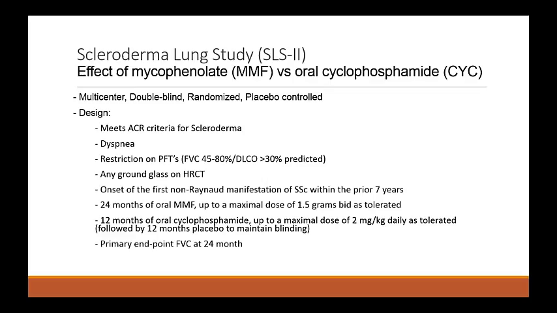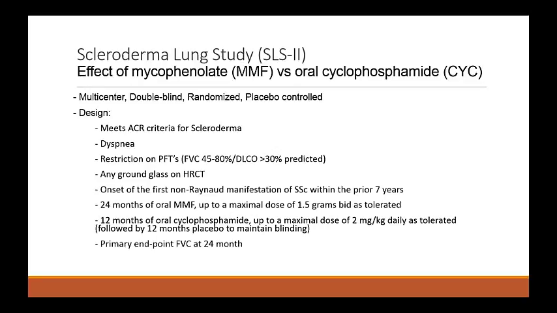We'll go into the SLS2 study, which just got published in September. It was the same authors who carried out this study, and this time again it was multi-center, 14 centers, double-blinded, randomized, and this is wrong here, so mistake that. The two arms were CellCept or mycophenolate, compared to cyclophosphamide, and their primary endpoint here was FVC at 24 months.